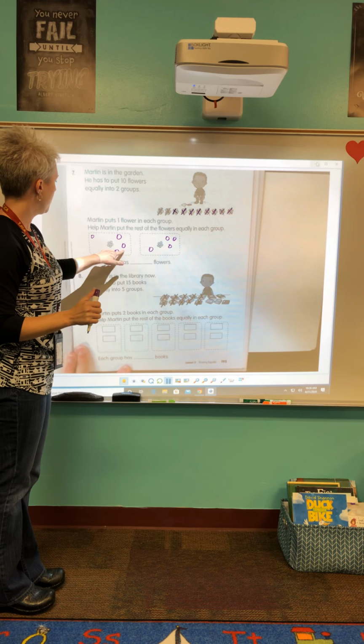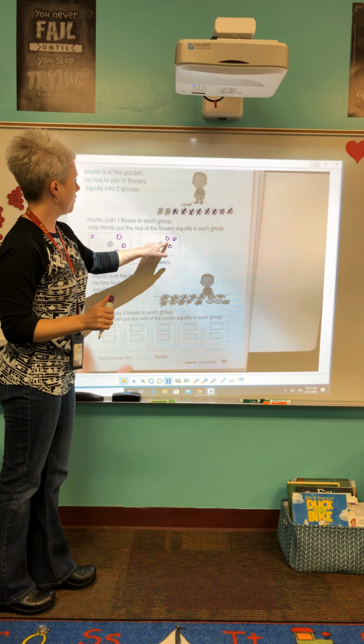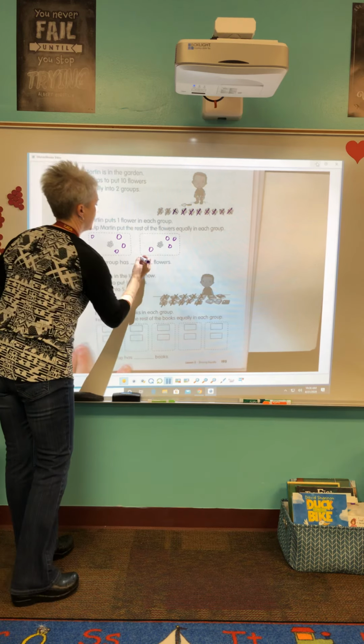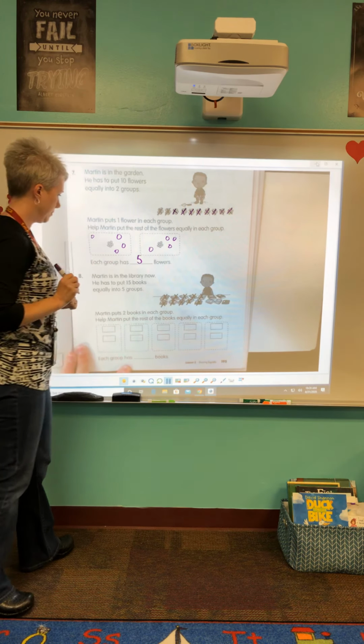1, 2, 3, 4, 5. 1, 2, 3, 4, 5. Each group has 5 flowers.